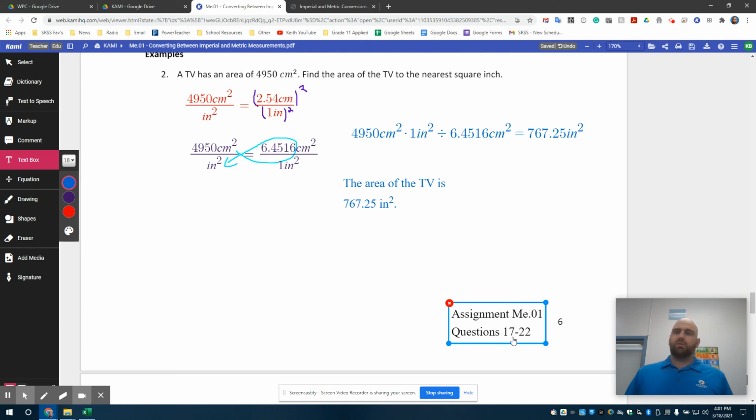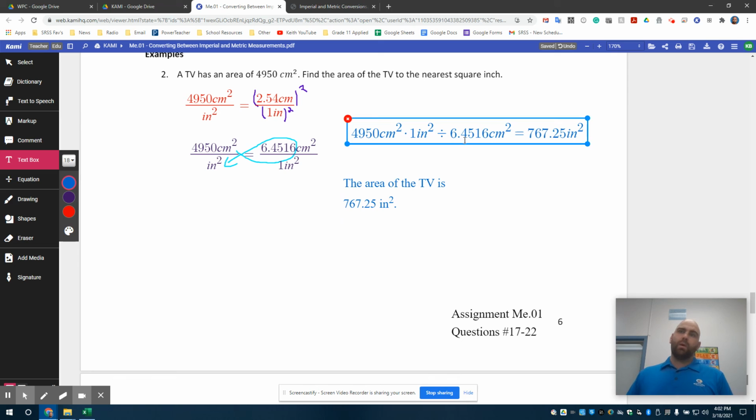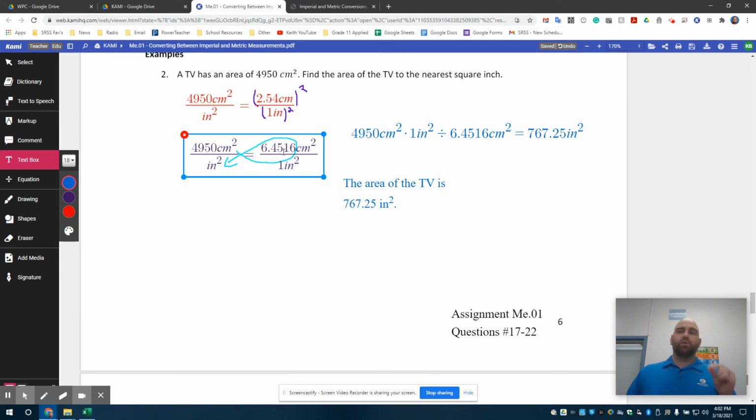All right, finish off the assignment. Assignment 1 still, questions 17 through 22. Those are all on converting area and volume. Make sure if you're converting area, you are squaring the conversions. If you're doing volume, you are cubing the conversions. You're not touching the regular measurements. You're just squaring the conversion rates so that you can do the work there.